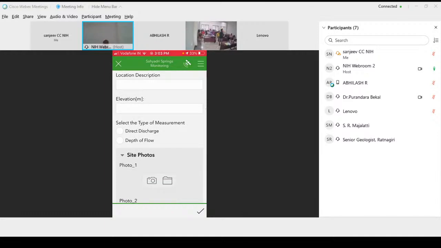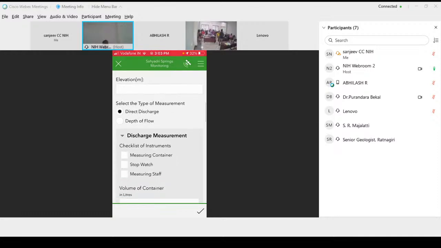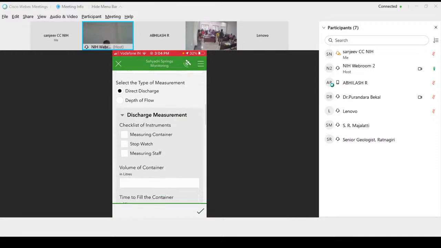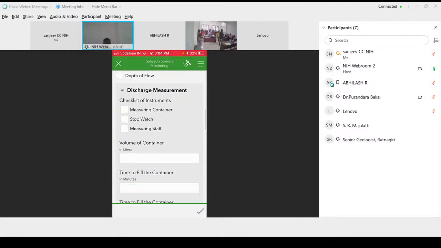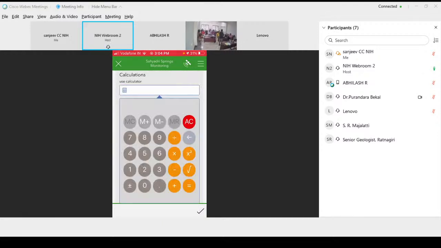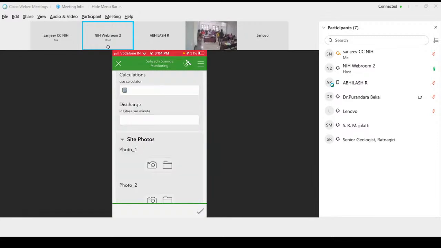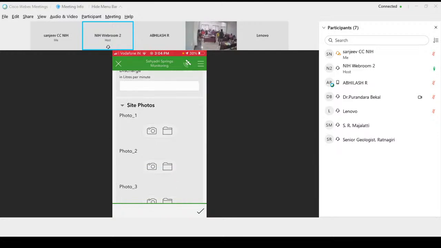Once they select either the direct discharge or the depth of the river, if it is direct discharge, we will get a checklist of instruments: what all he has to carry, what is the volume of the container, and what is the time to fill the container in seconds. We also have a calculator ready, and you will get the discharge. And you can also take the site photos.